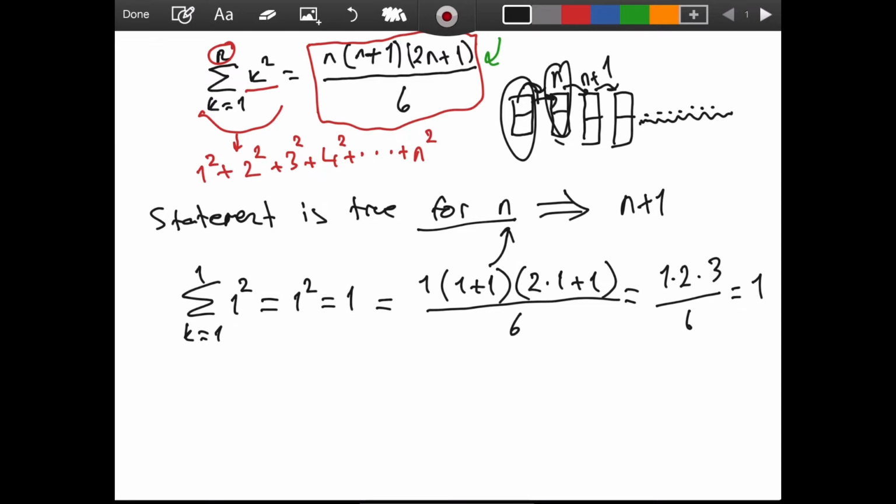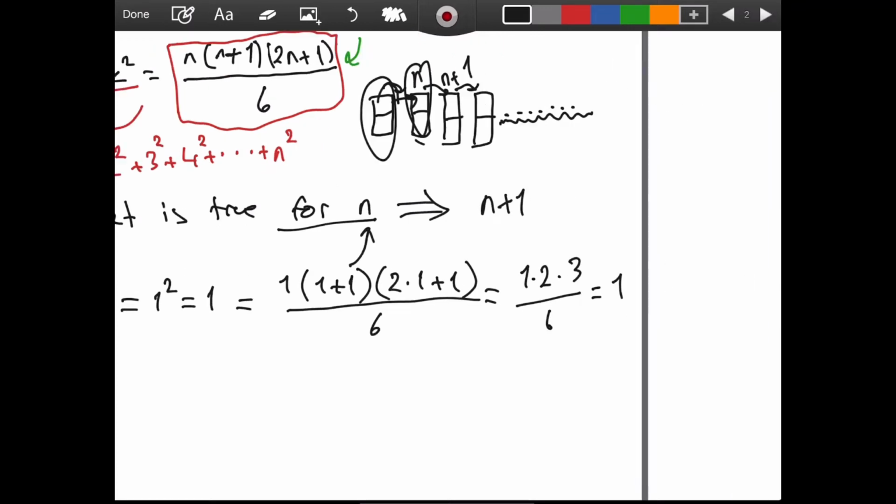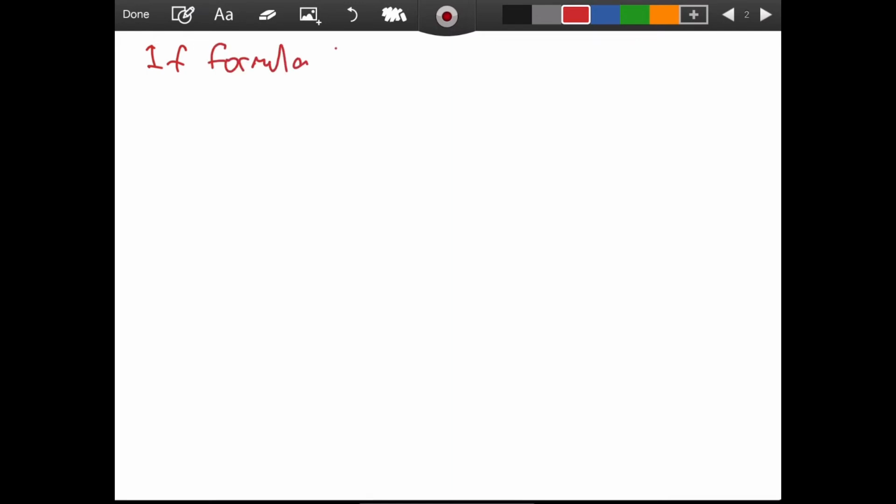But does it work in general? So does it work for n plus 1 if it works for n? And that is what we are going to do now. So let me open a new page. To be specific, we now want to show that if the formula is true for n, then it is also true for n plus 1.